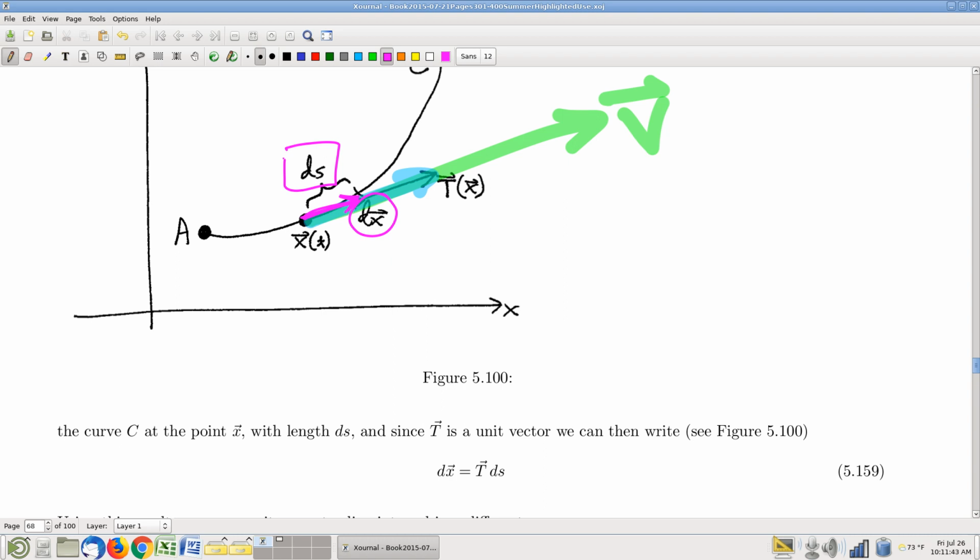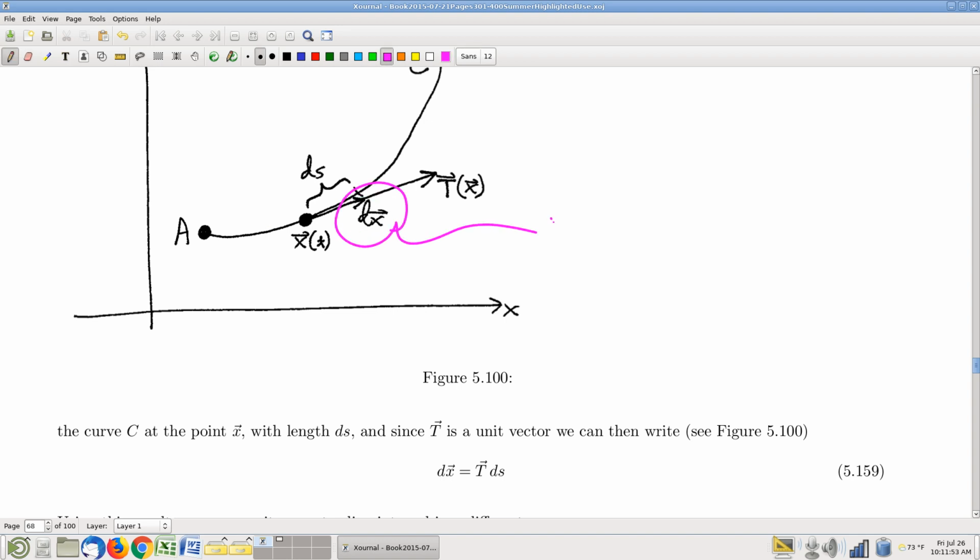So I'm just going to make the observation that looking at this scenario here, we've got an existing formula for dx. Our existing formula is that dx is v dt, and that's true. But just now, bear with me. Notice also that dx points in the direction of this unit vector and has that magnitude.